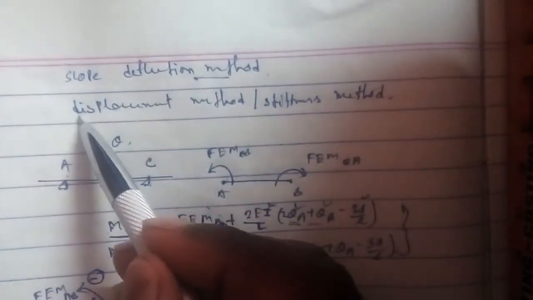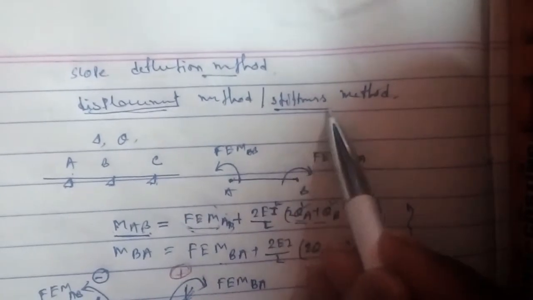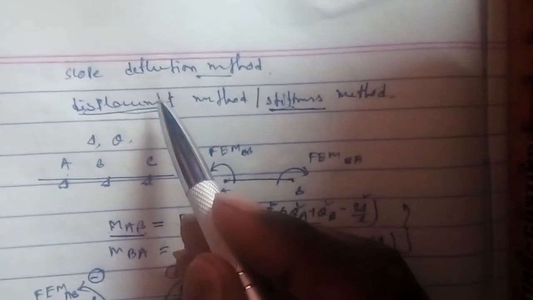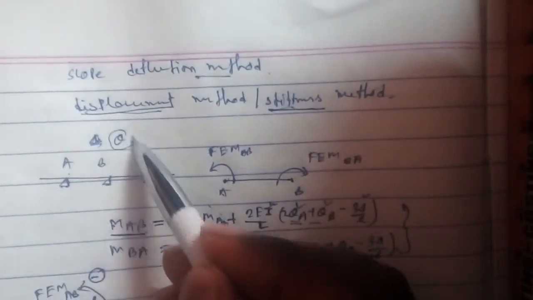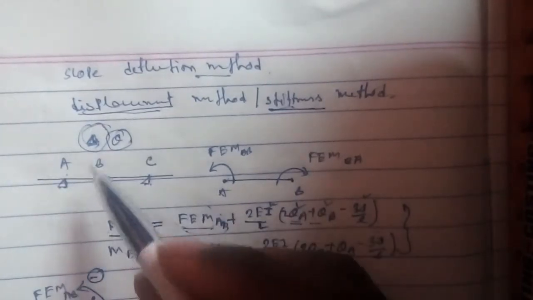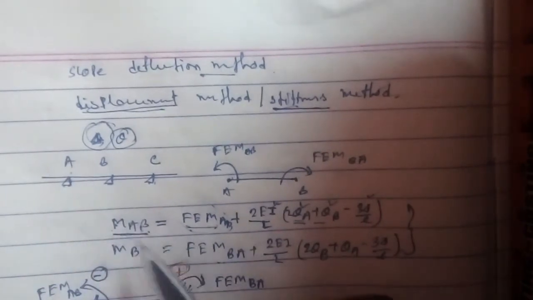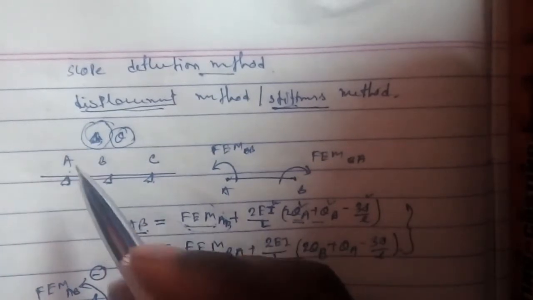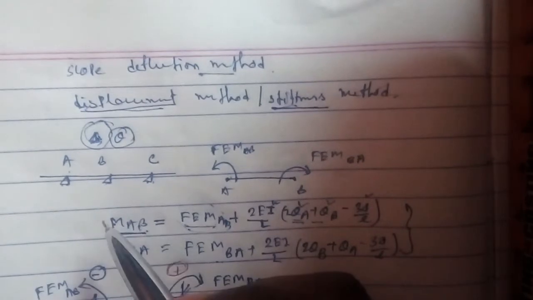Sometimes it is called the displacement method or the stiffness method. Here the two factors, delta and theta, are associated with the slope deflection method. I will not derive the formula for the slope deflection method. I will just discuss the procedure and how we apply this equation in the case of an indeterminate structure.